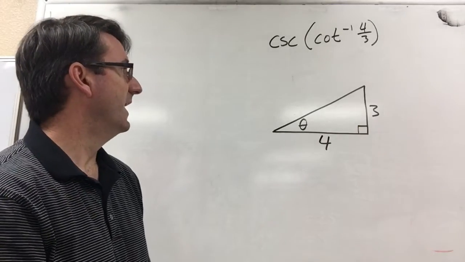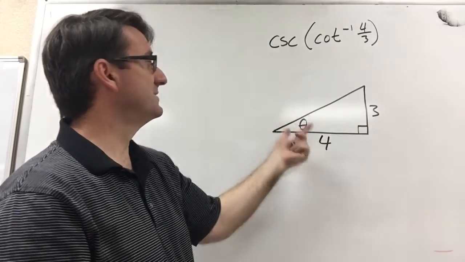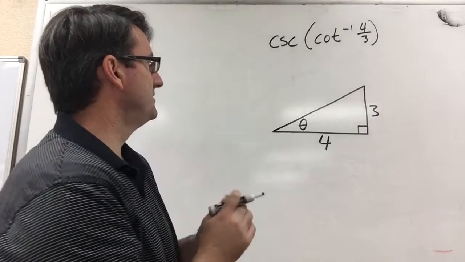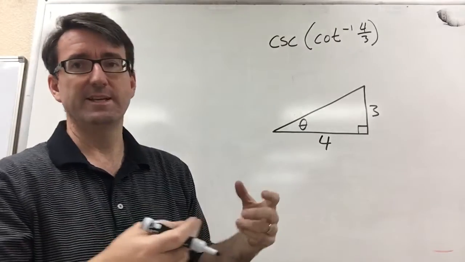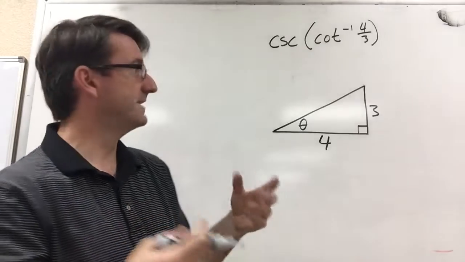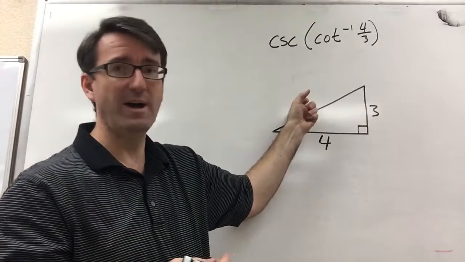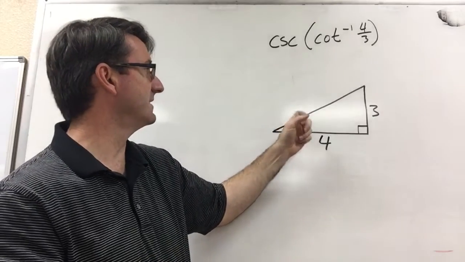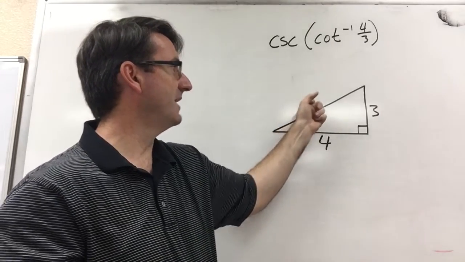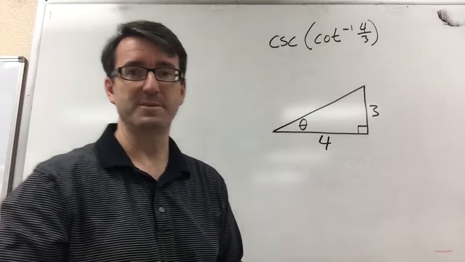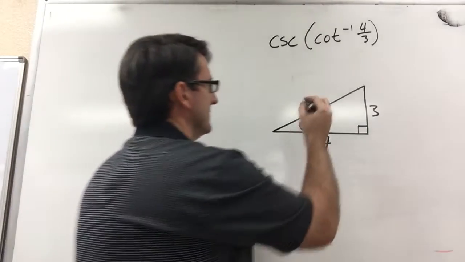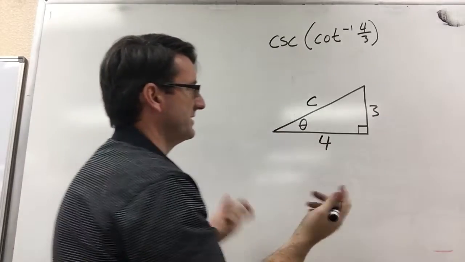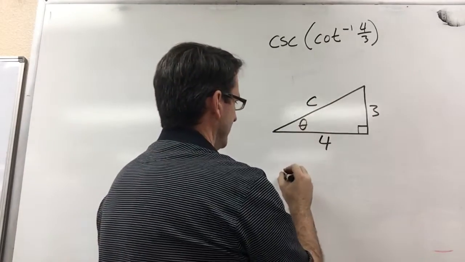All right, now we need to find the cosecant of that angle. And in order to do that, remember cosecant is the reciprocal of sine. Sine is opposite over hypotenuse. So we're going to need to know the hypotenuse because the cosecant is going to be equal to the hypotenuse divided by the opposite side. So let's call this hypotenuse c for right now. And we'll use the Pythagorean theorem to find that.